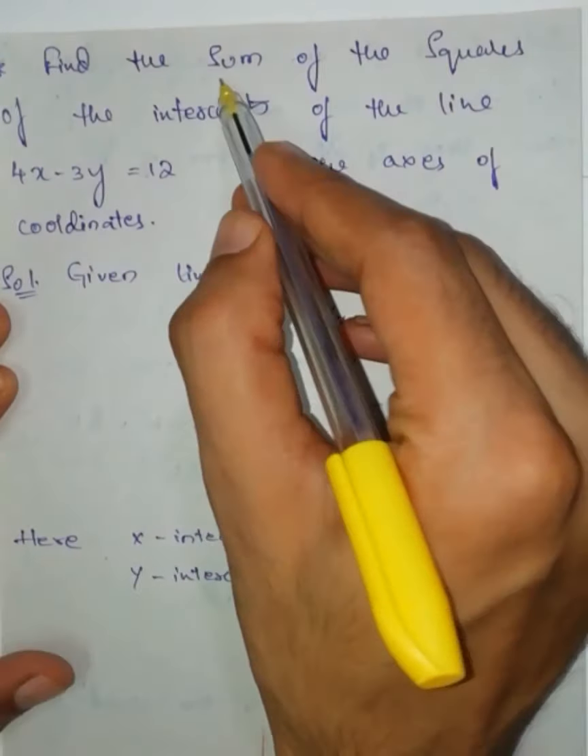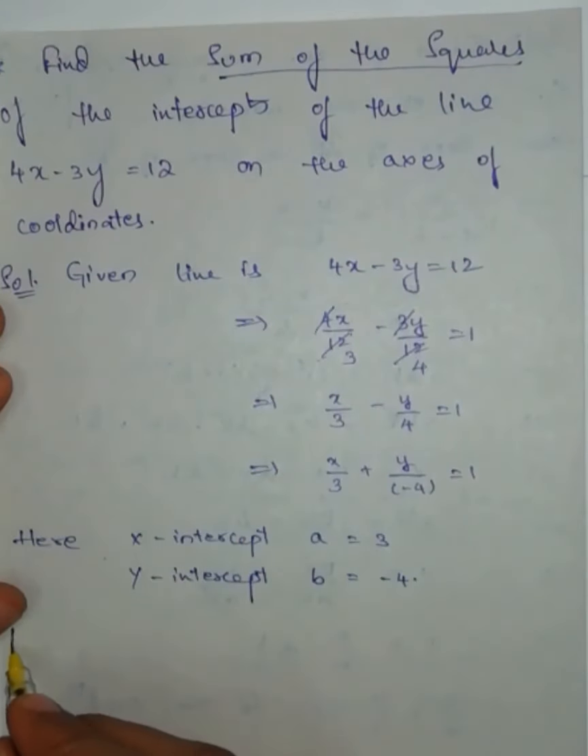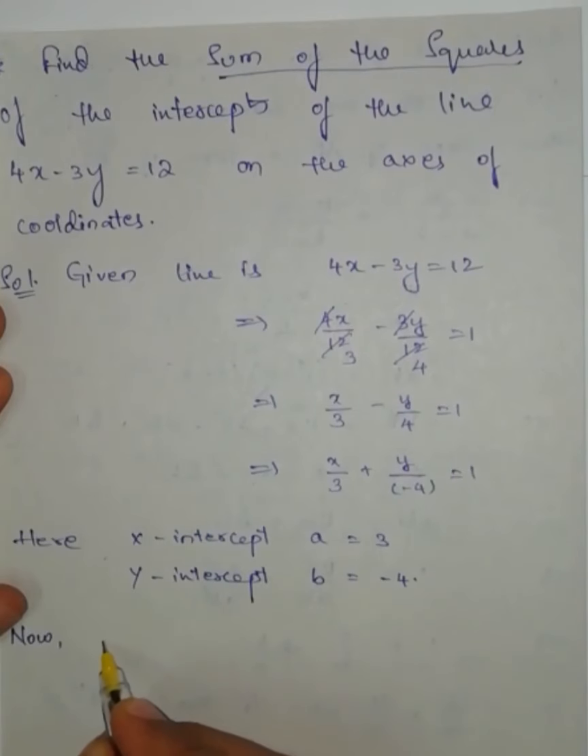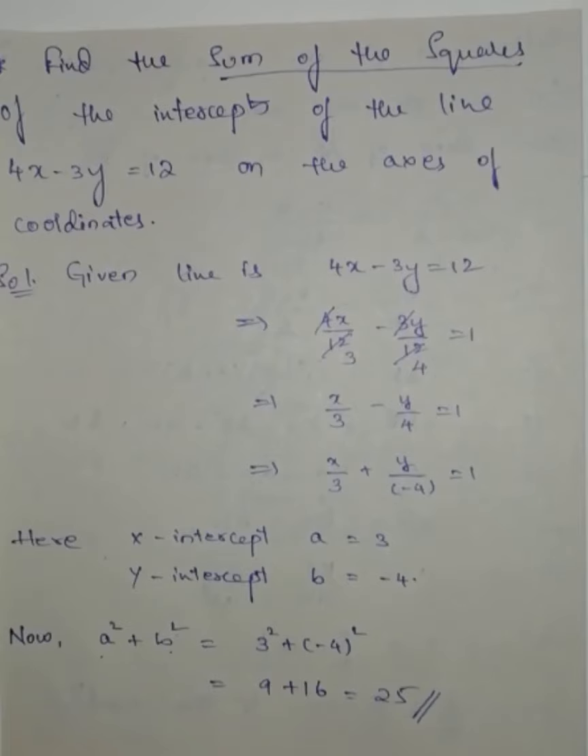Now we have to find the sum of the squares of the intercepts. The sum of the squares of the intercepts is 3 square plus minus 4 square, which is nothing but 9 plus 16, which is equal to 25. 25 is the answer.